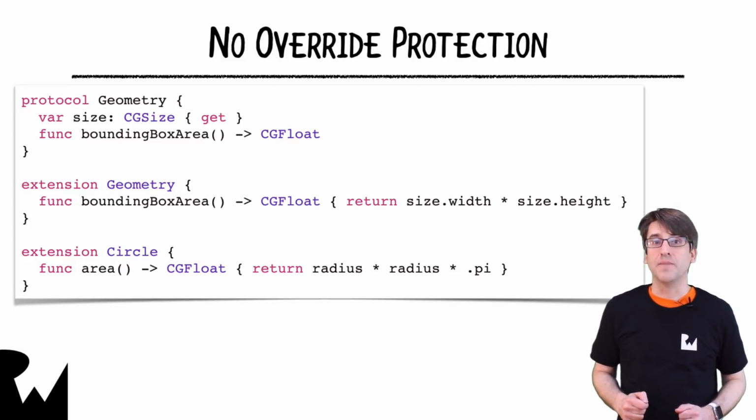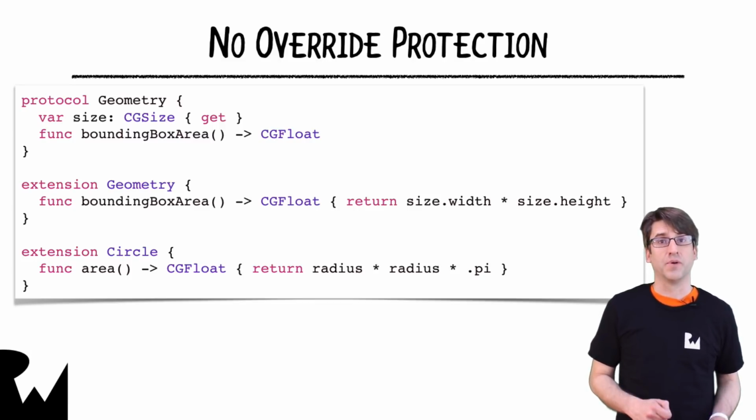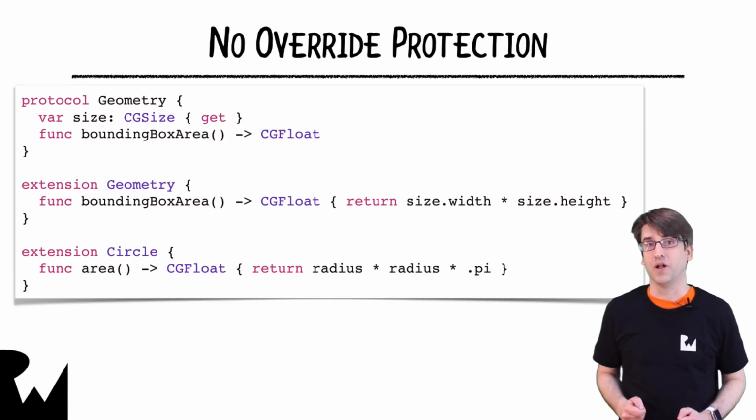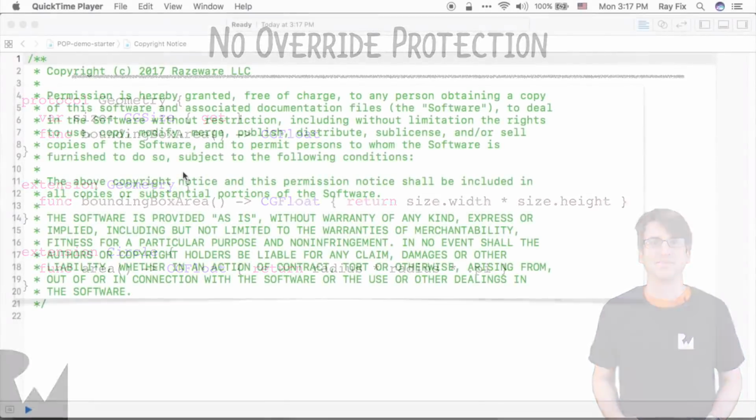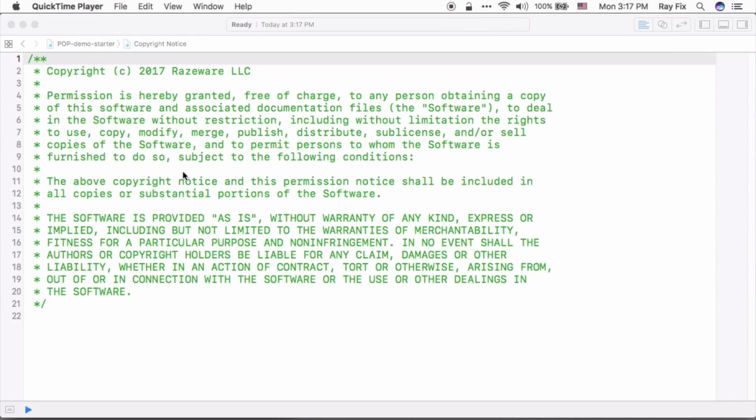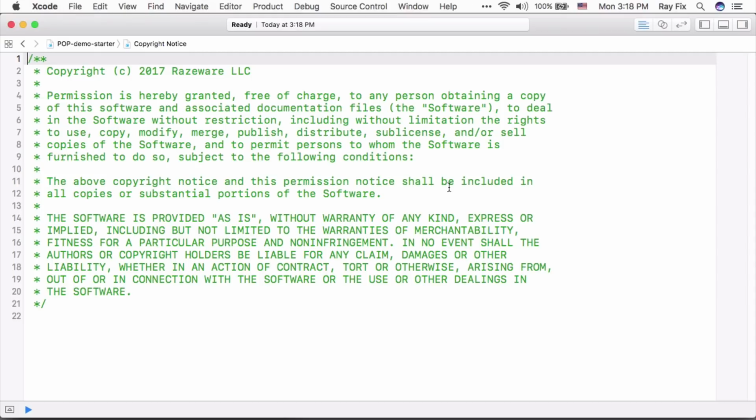Now let's go into the demo and get some practice on converting an object-oriented programming design to a protocol-oriented design, and look at dispatch in more detail. Open the POP Demo Starter playground in the downloaded materials. To see all of the files, you can use the file navigator, and the shortcut for that is Command 0 in Xcode.